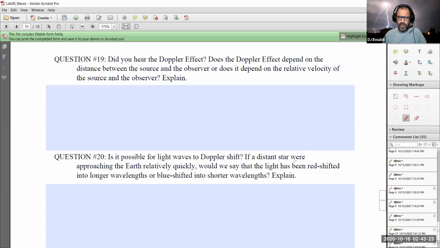Is it possible for light to do that? Absolutely, okay? And that's how we actually discovered that the universe is expanding, because we discovered that frequencies from specific emissions are shifted toward the red, hence the universe is expanding.